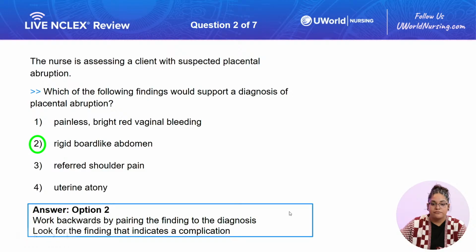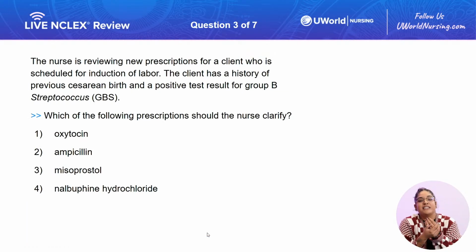Question 3. The nurse is reviewing new prescriptions for a client who is scheduled for induction of labor. The client has a history of previous cesarean birth and a positive test result for group B streptococcus, or GBS. Which of the following prescriptions should the nurse clarify? Option 1, oxytocin. Option 2, ampicillin. Option 3, misoprostol. And option 4, nalbuphine hydrochloride. Let us know what you guys think.